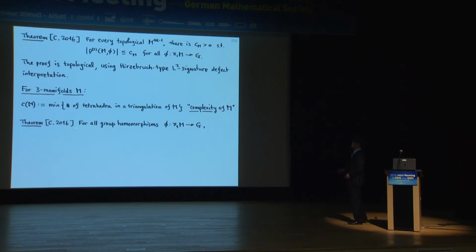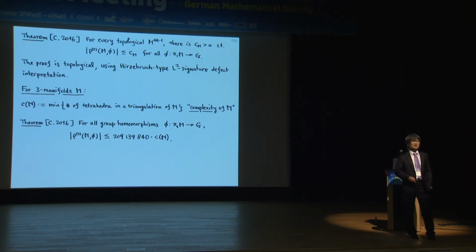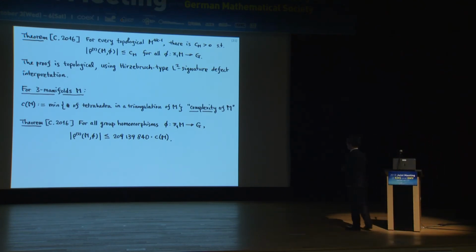So the first theorem I want to tell you about in this three-dimensional case is that for any group homomorphism from the pi 1 of your three-manifold, we have this inequality. Here is an explicit bound in terms of this complexity, given with this weird 9-digit number. So this is the largest number I have actually used in my mathematical life. Let me try to tell you just a little bit about how and from where we obtain this large number.